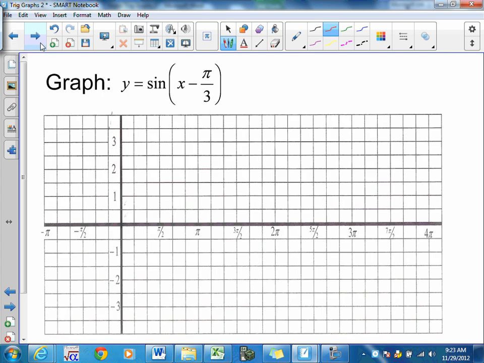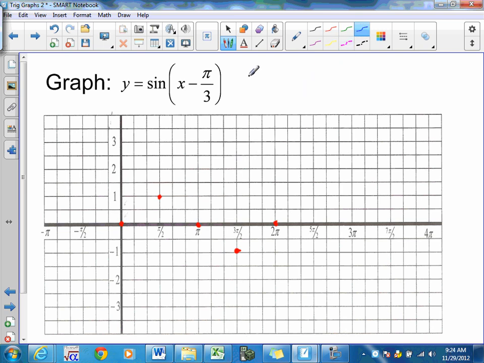So let's look at sine of x minus pi over 3. Now, there's no period change. There's nothing in front of the x. There's no amplitude change. There's nothing in front of the sine. Now, to do these, what we're going to do is put the dots, our 5 key points. So for sine, starts at 0, ends at 2 pi, in the middle it's at pi, in the middle it's at 1, in the middle here it's at -1. So those are my 5 key points.